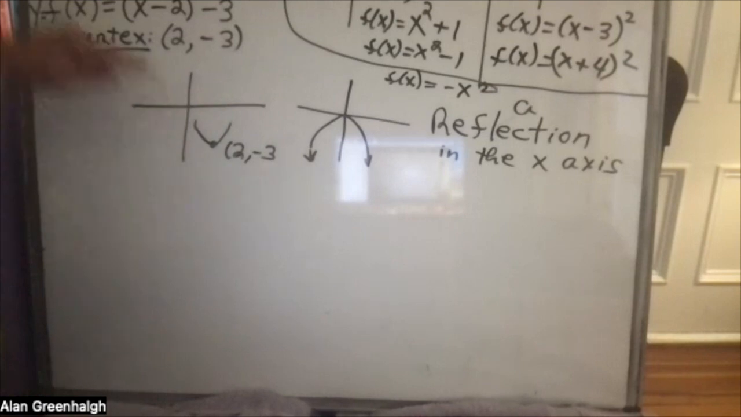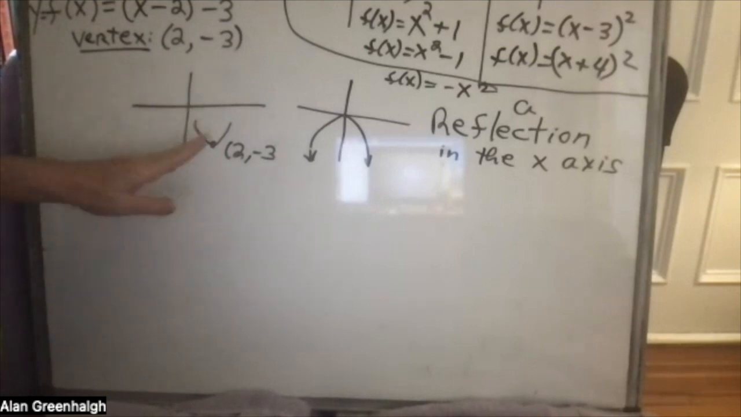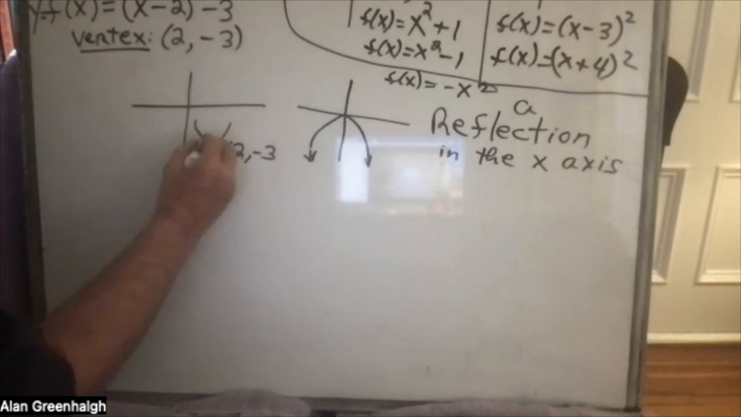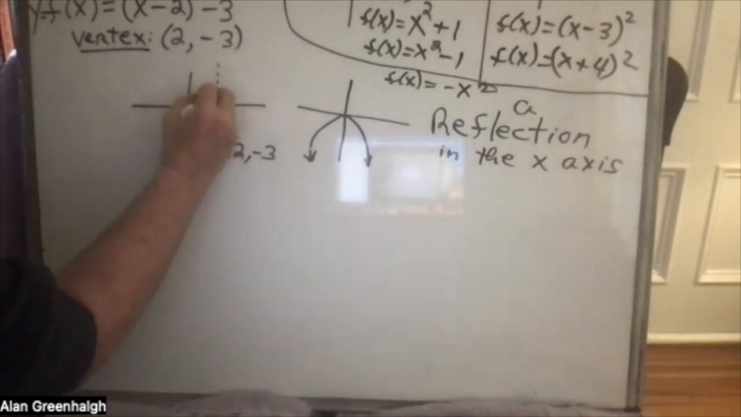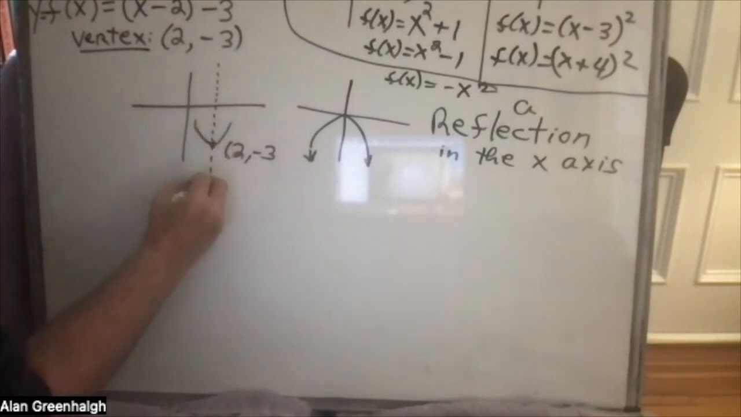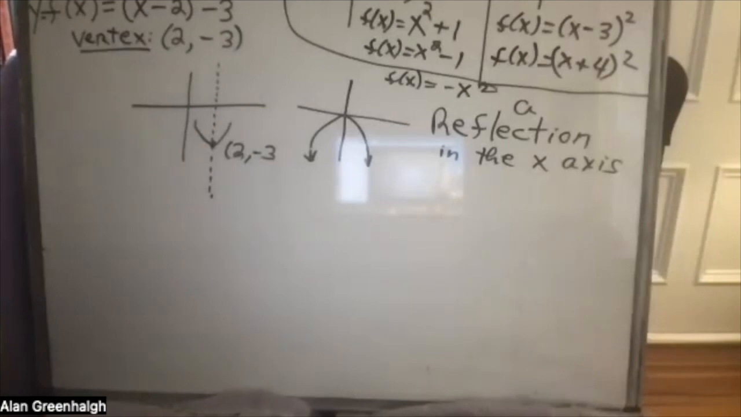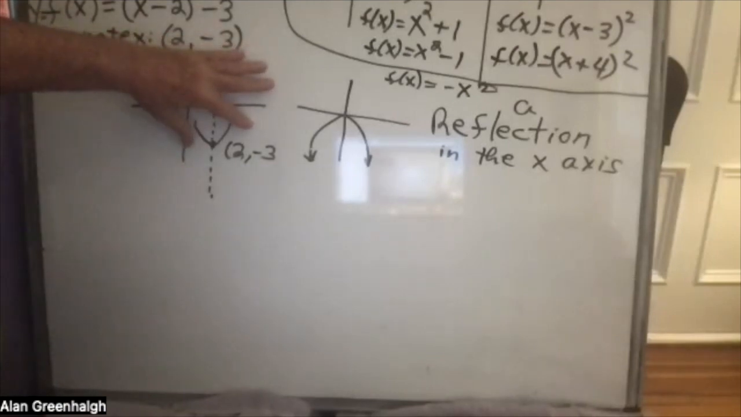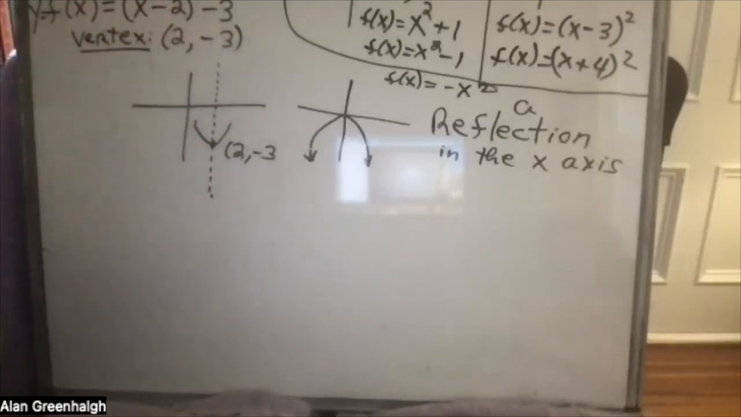We know it goes up because there's no negative in front of the function. So that's good. But we would like to know a few other things. One of the things we would like to know is what's called the axis of symmetry. We want to know what the equation of that line is, because whatever we have on one side of the line, we're going to have on the other side of the line. So that's kind of important.